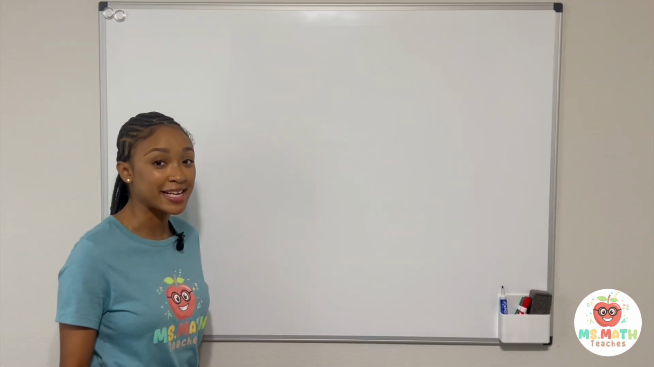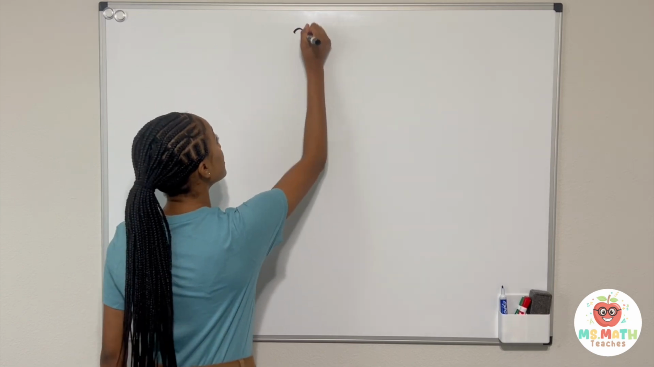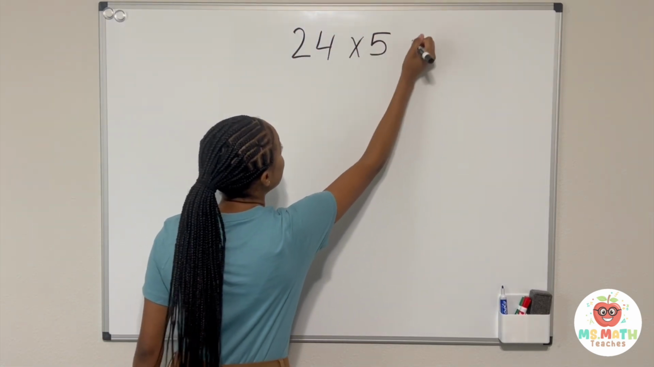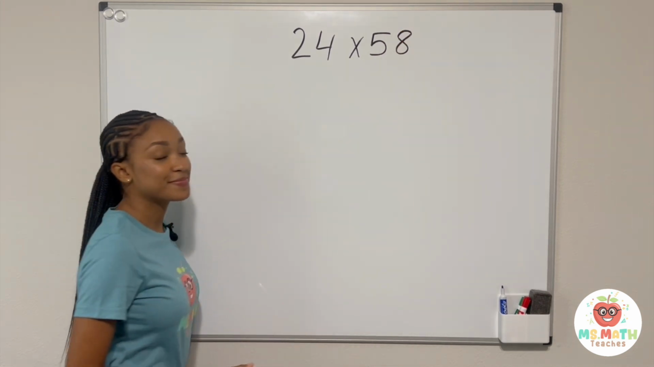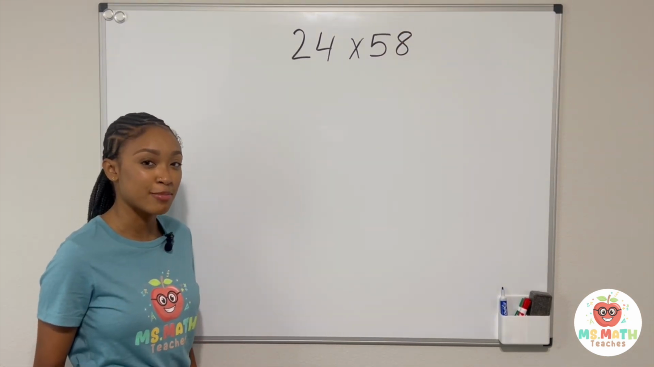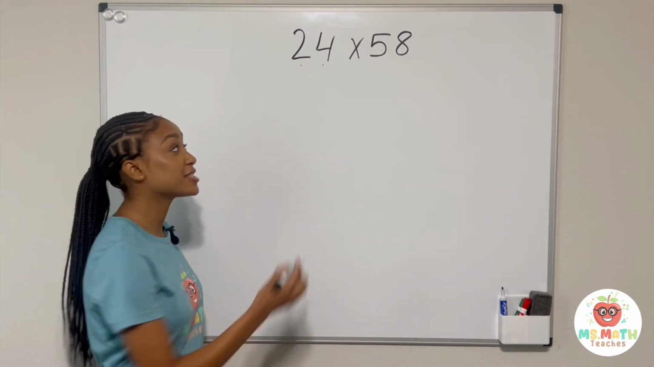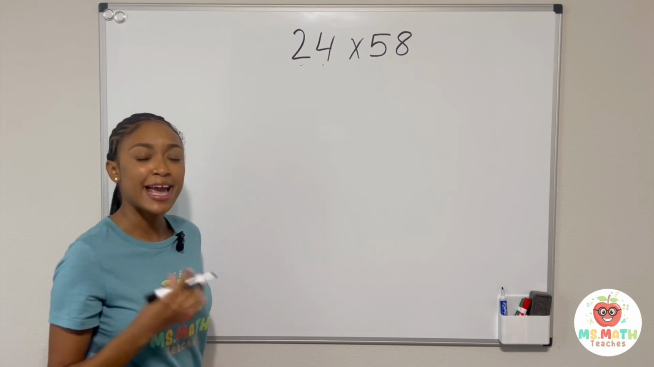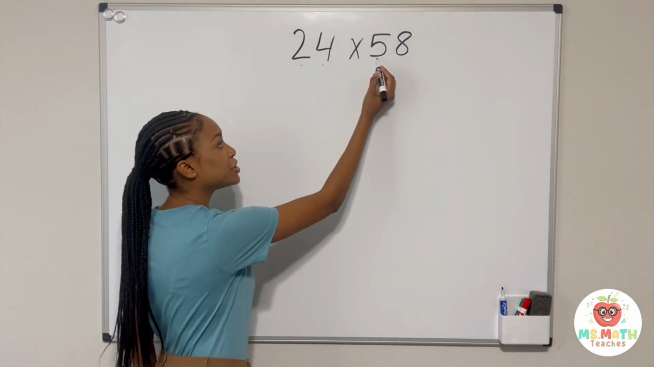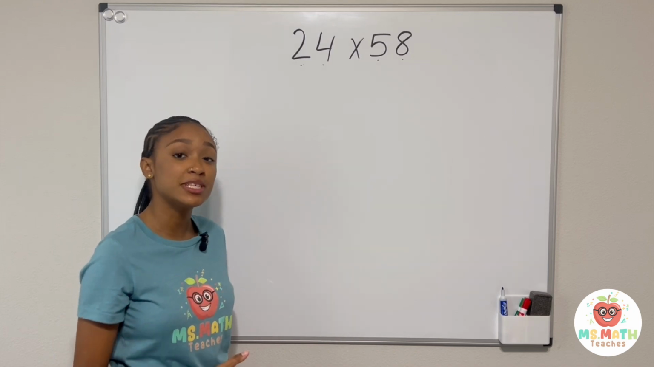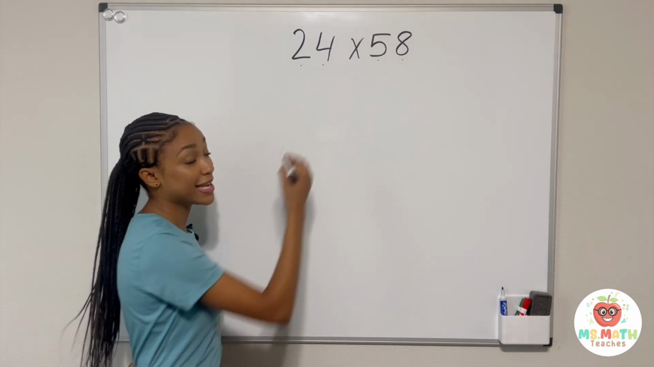Let's begin by writing down the problem. 24 times 58. When I look at this problem, I notice that 24 has 2 digits, 1, 2. And 58 has 2 digits, 1, 2. That's what makes this a 2-digit by 2-digit multiplication problem.